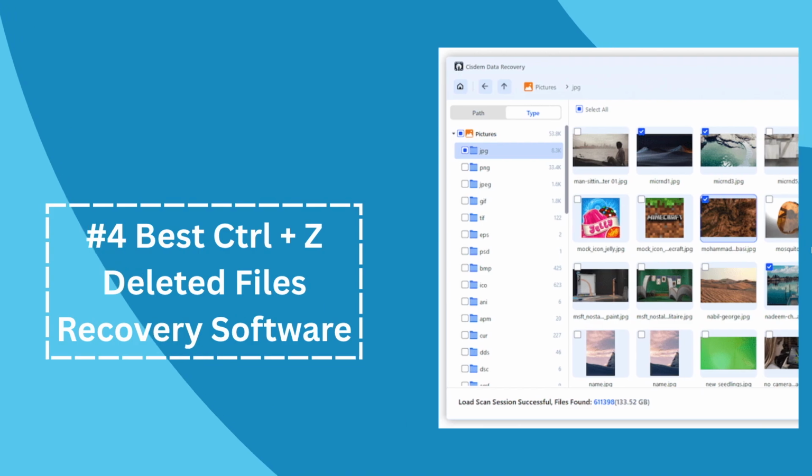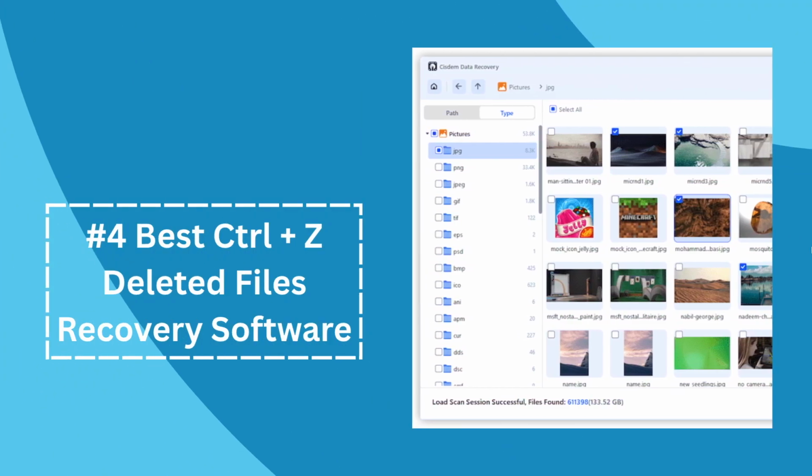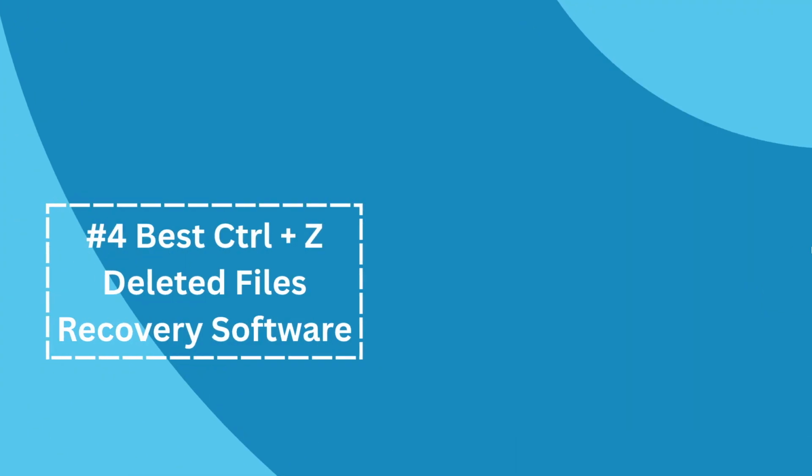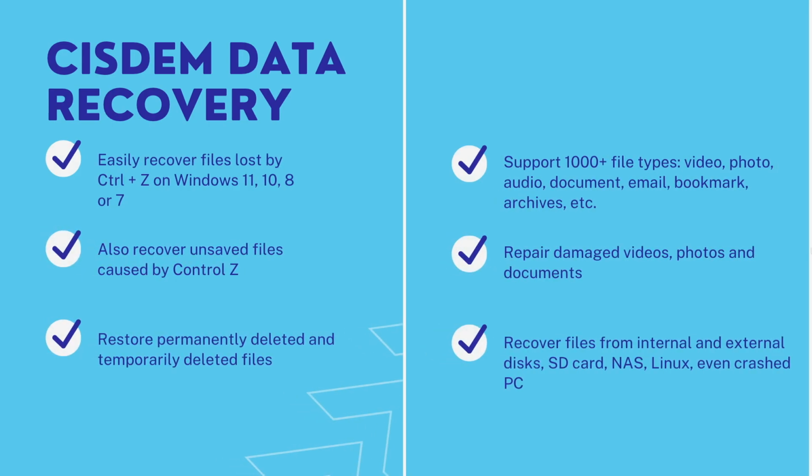Fourth, use the best Ctrl Z deleted files recovery software. System Data Recovery has a high recovery rate for both internal and external storage devices, including SD card, USB, SSD, HDD, etc. It is also the right choice for users who lost a file under different scenarios, such as Ctrl Z delete, Shift delete, empty recycle bin, system crash, file corruption, drive formatting.